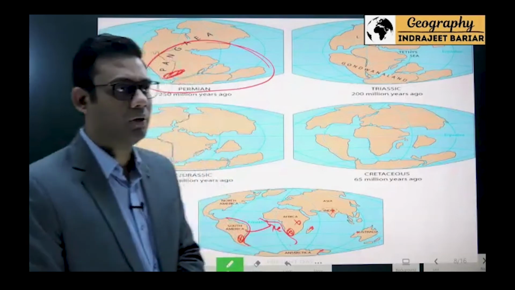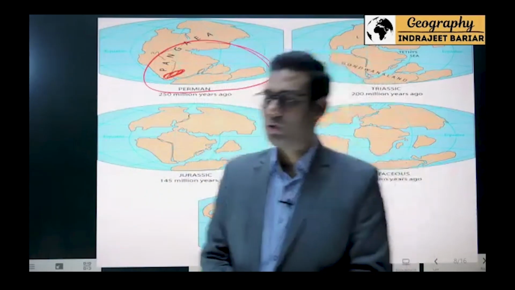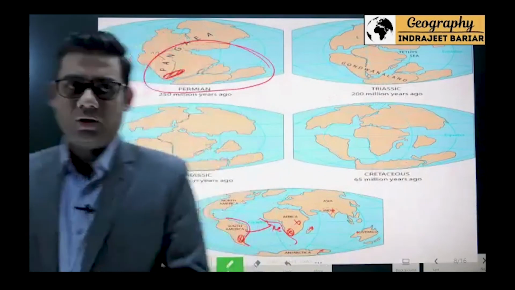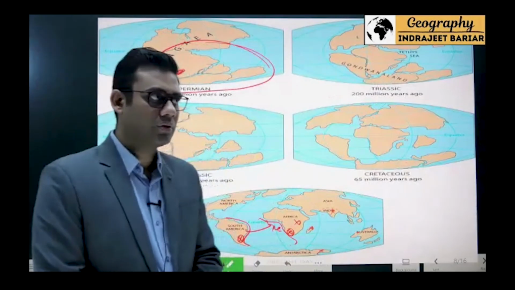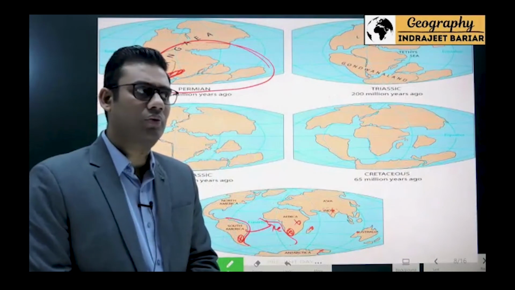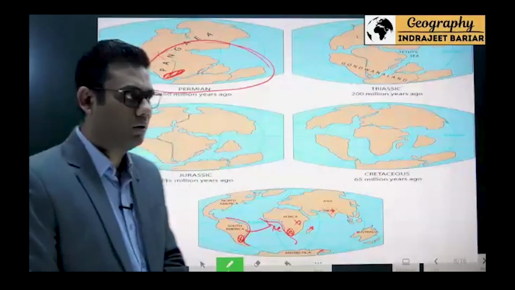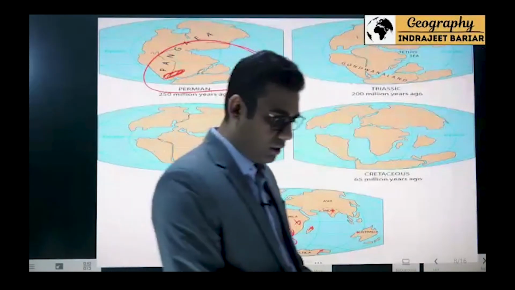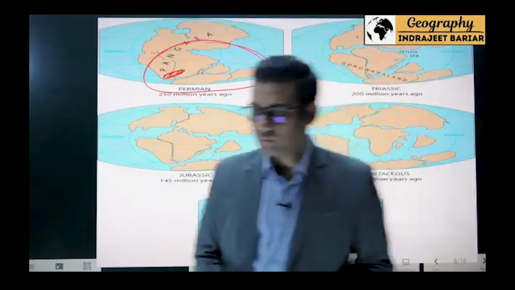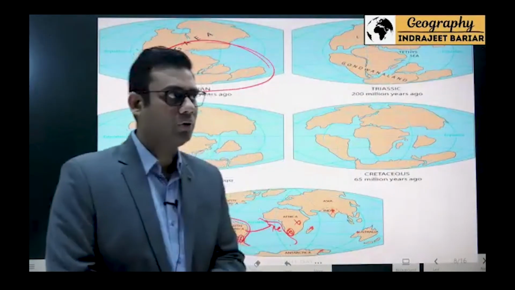So what is the criticism? The criticism is that Wegener was not able to explain the forces, and the forces were not found to be sufficient. So these are your criticisms. And this is the continental drift theory that you have to know about.